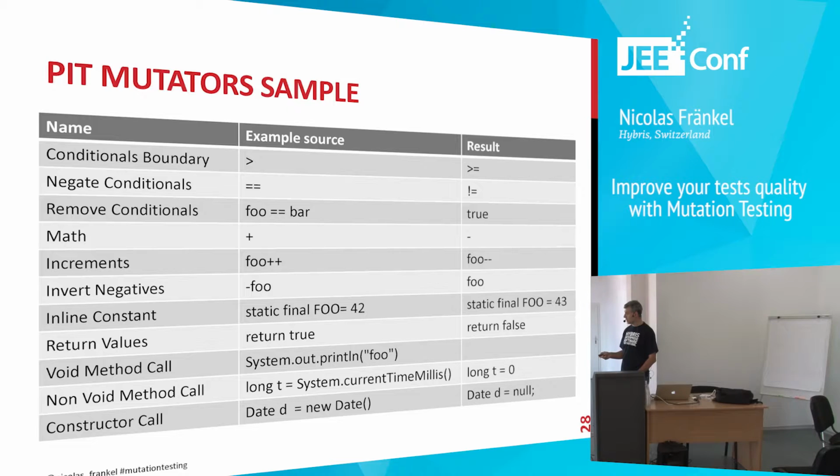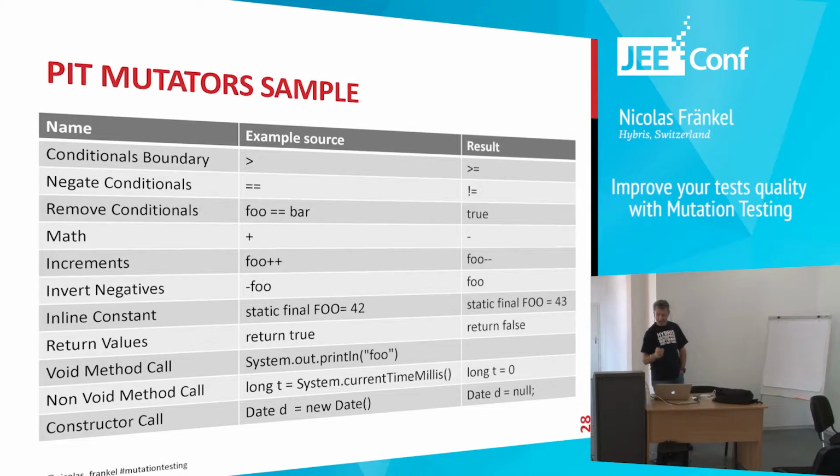Those are very interesting. It can also remove method calls. So if your method has side effects and they are not tested, it will complain. That is good. We'll see why just afterwards. It will remove method calls that are non-void and replace them with the default value. It will remove constructor calls. So basically, it will just change your source code and repeat the same test.